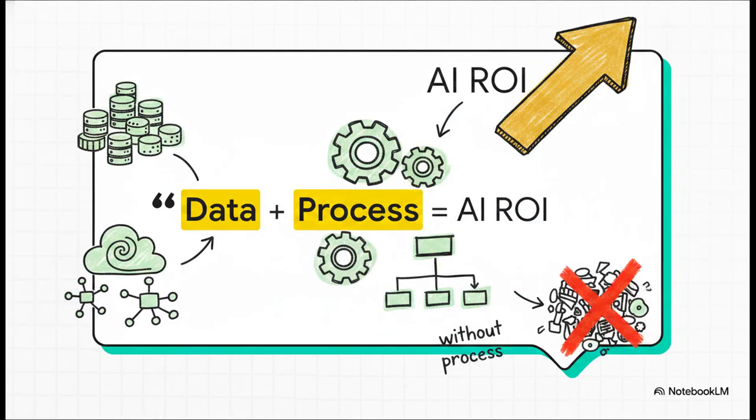It all boils down to this one simple, powerful mantra. Data plus process equals AI ROI. Deploying a shiny, elegant new file format won't save your bottom line unless you couple that data with rigorous process discipline. Without process, you're really just organizing your bad data at a much faster speed.